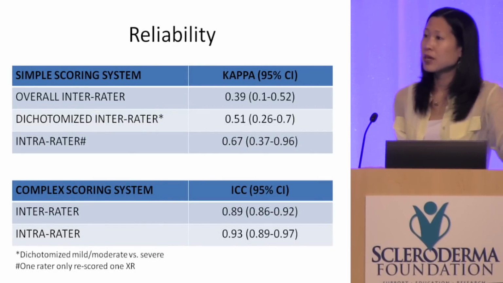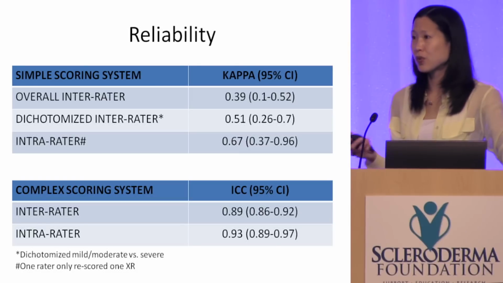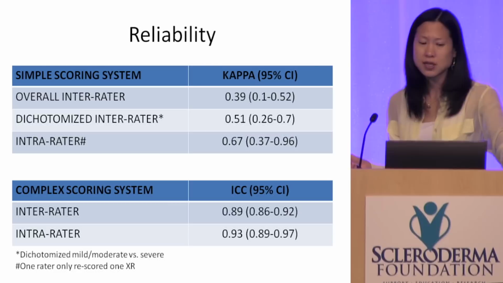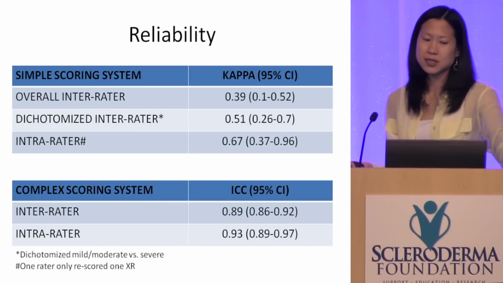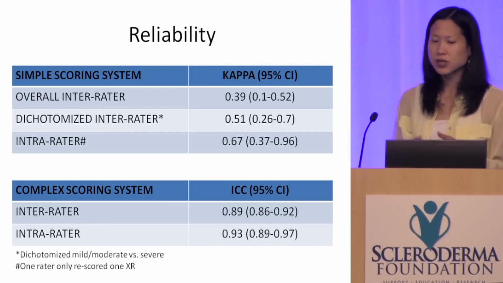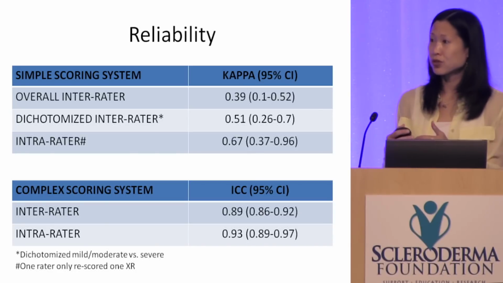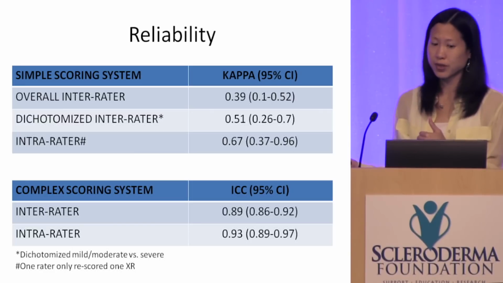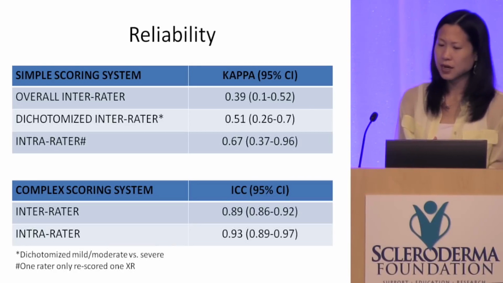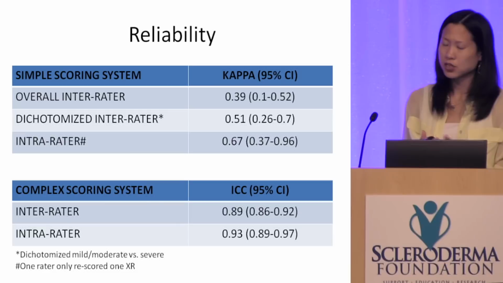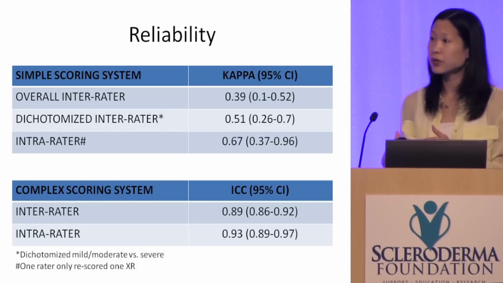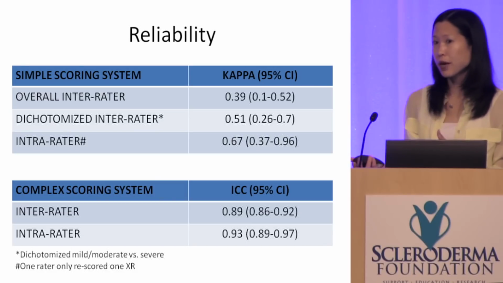Using that system, we had 12 raters look at 12 different radiographs of scleroderma patients with different severity of calcinosis. Looking at the simple scoring system, we examined the agreement between raters and the agreement within raters. Raters repeated their assessments a few days later to see how well they agreed with themselves. A kappa score or an intra-class correlation coefficient (ICC) measures inter- and intra-rater reliability, and the closer to 1, the better.